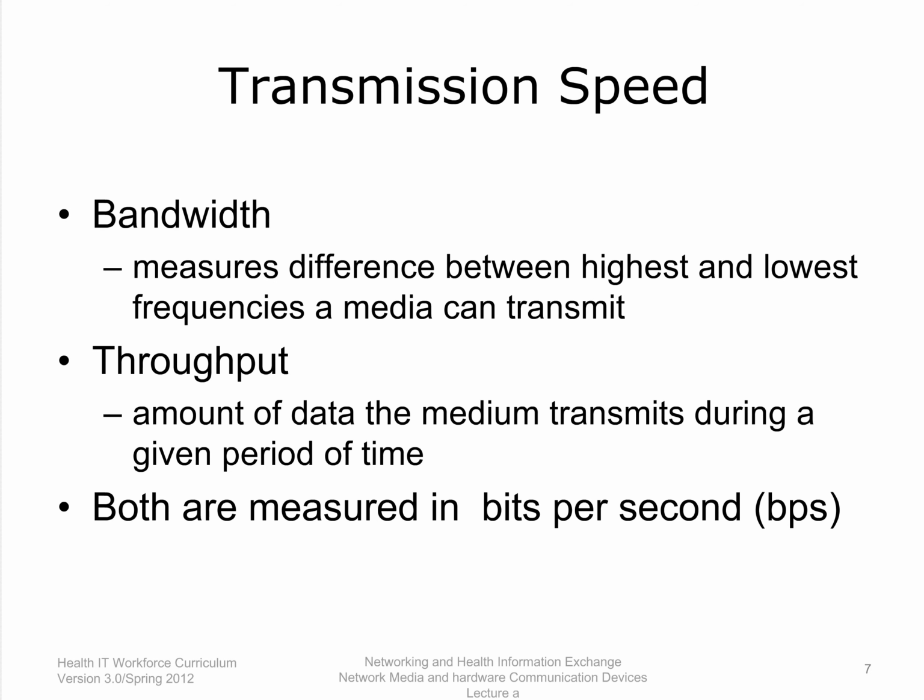Slide 7. Bandwidth is a measurement of the difference between the highest frequency and lowest frequency that a media uses. Medium, or media, is the type of cable or wireless that carries the signal between devices. Bandwidth is theoretically the maximum amount of data that a particular media can carry. Throughput is the actual amount of data that is being transmitted on the media at a given period of time. Throughput is almost always lower than bandwidth.